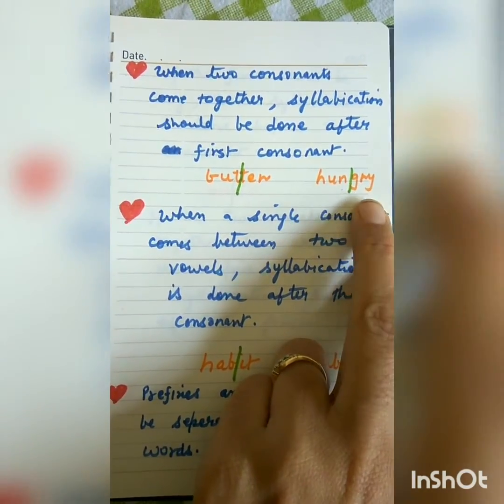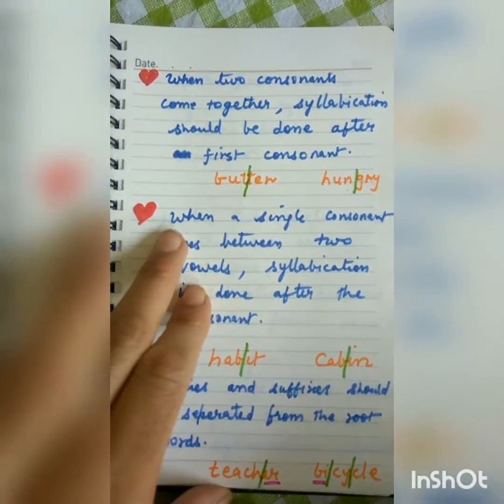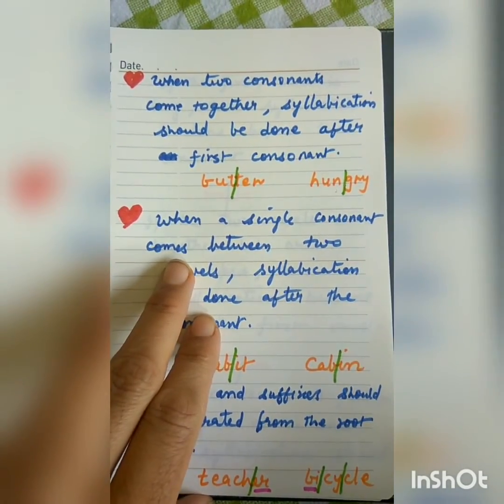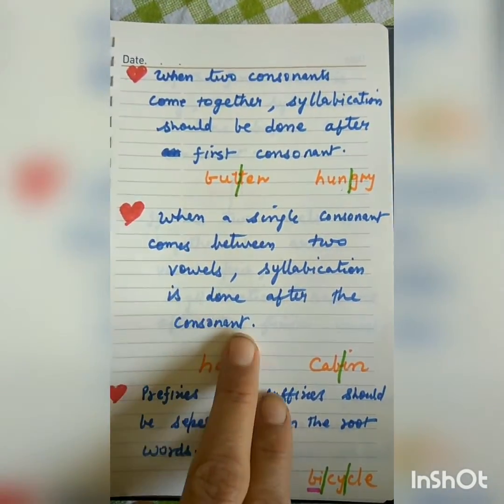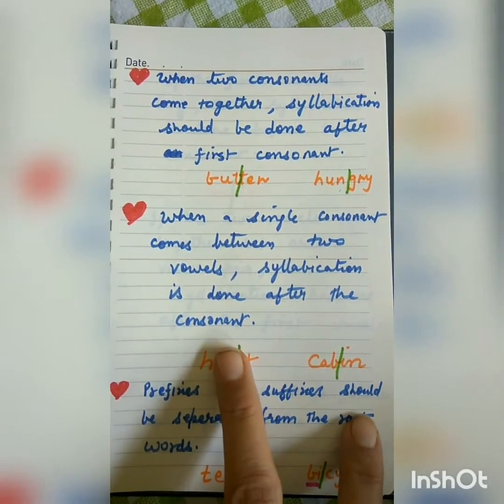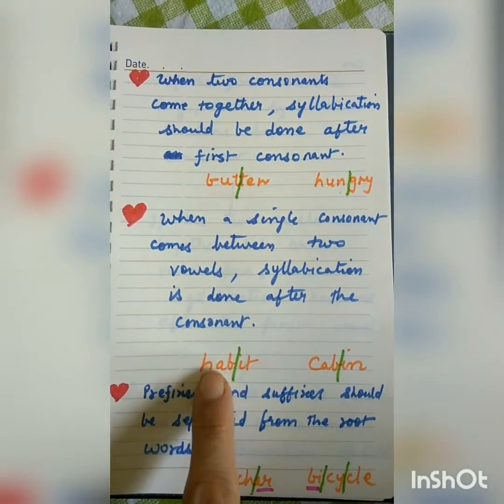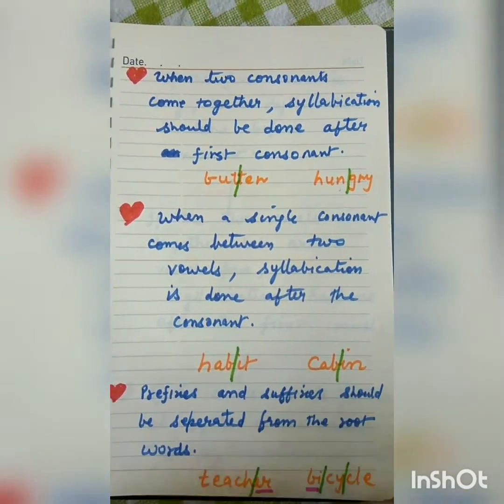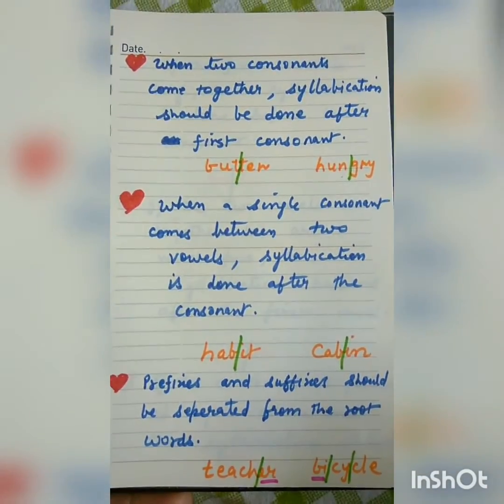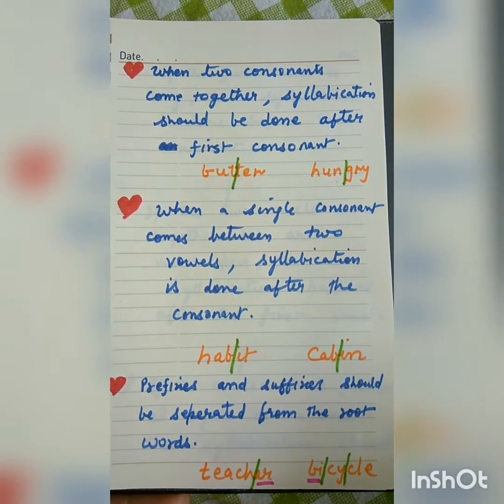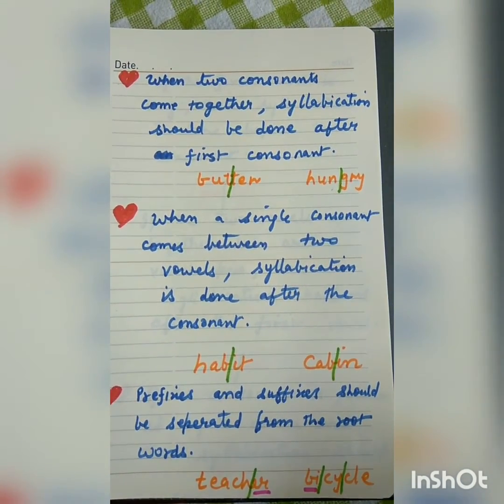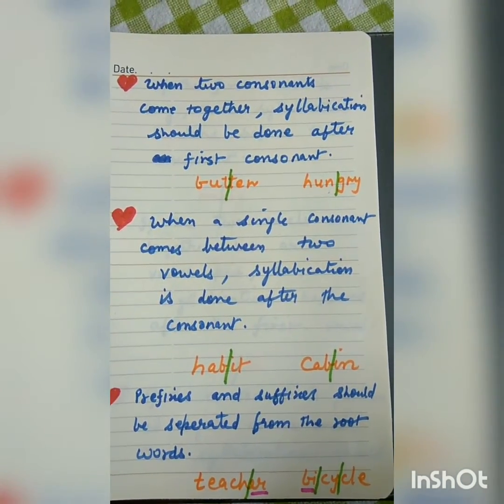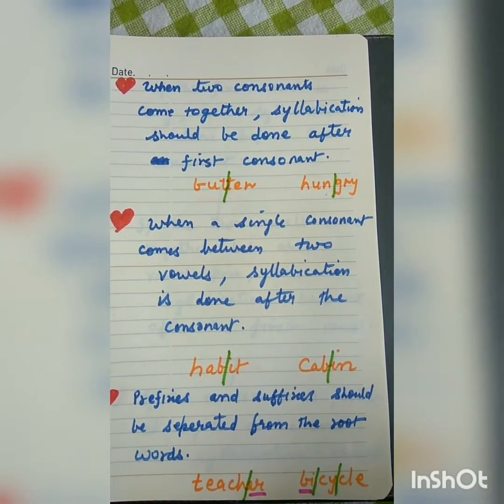Again, N and G are the consonants, but we are dividing it after the first consonant, which is N. So hun-gry. Next, when a single consonant comes between two vowels, syllabication is done after the consonant. So habit: hab-it. Prefixes and suffixes should be separated from the root words. Teacher, so teach-er. Bicycle, so by-sickle.